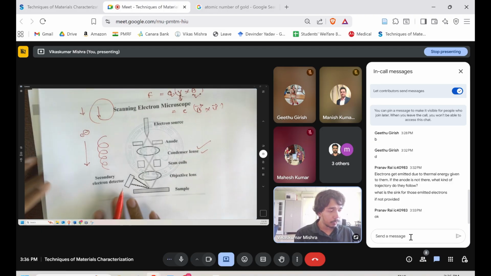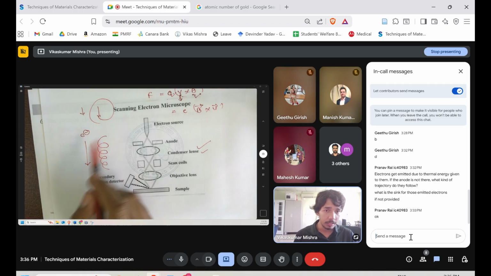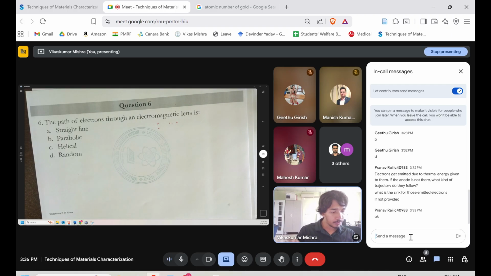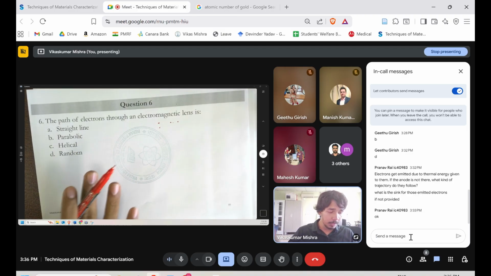So the only thing that we need to keep in mind from this discussion is that the electrons in the SEM are not following a straight path, they are following a helical path. Okay, so based on this discussion, we will be able to answer this.